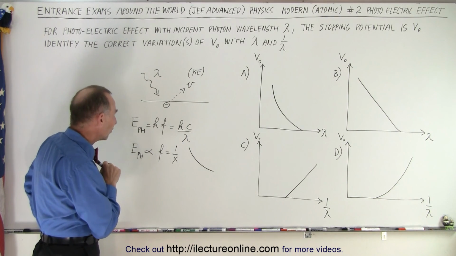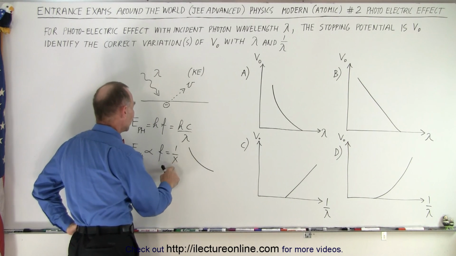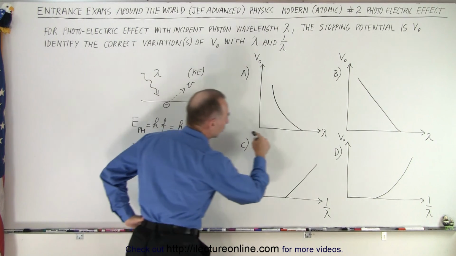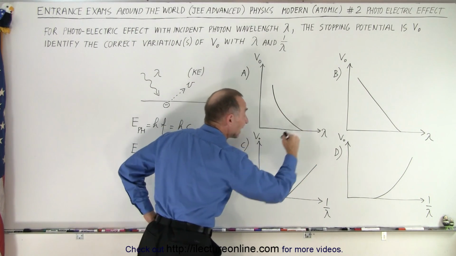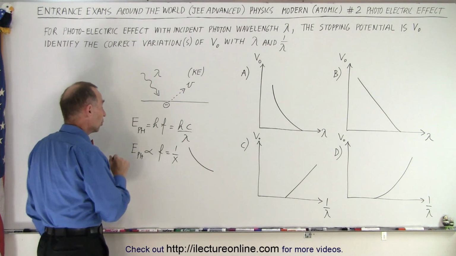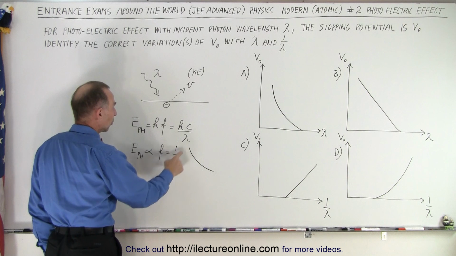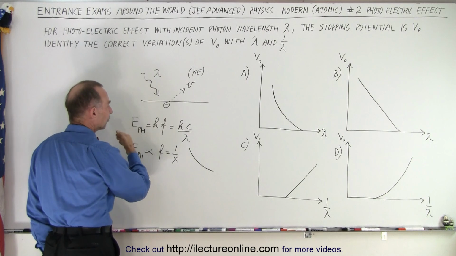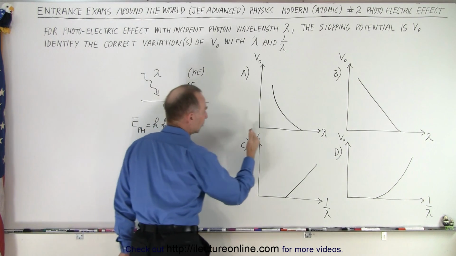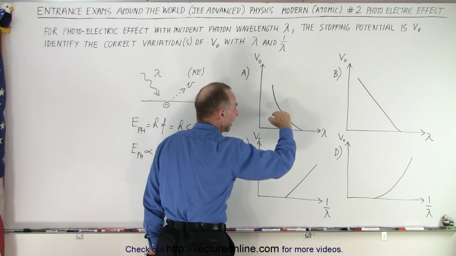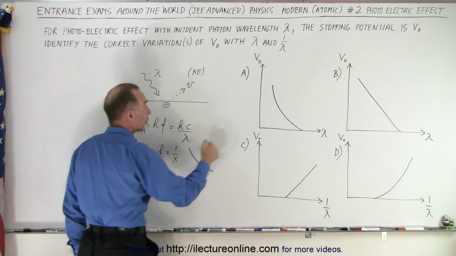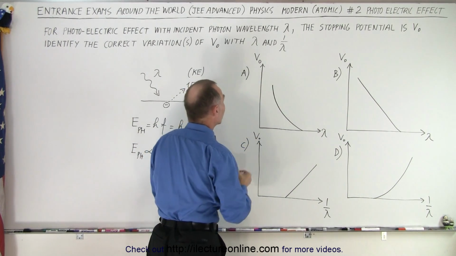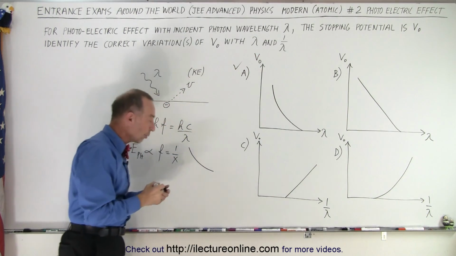Notice that the energy is proportional to 1 over x. So the larger the wavelength, the smaller the energy, and therefore the smaller the stopping potential. If lambda increases, there'll be less energy of the photon, and therefore we need less stopping potential. As the wavelength increases, the incoming energy of the photon decreases as 1 over x, which means the energy needed to stop will also be in the same proportion. Therefore A is a correct statement.